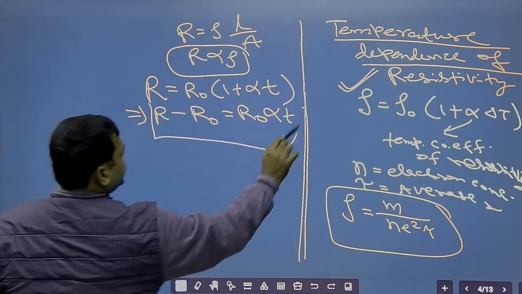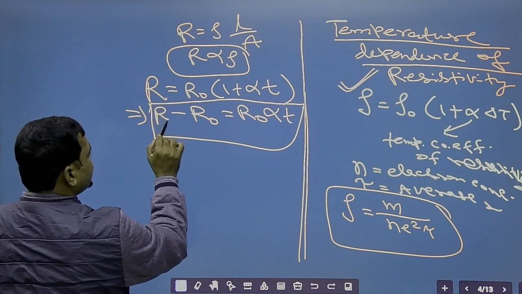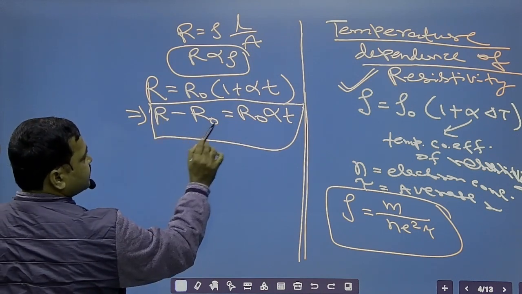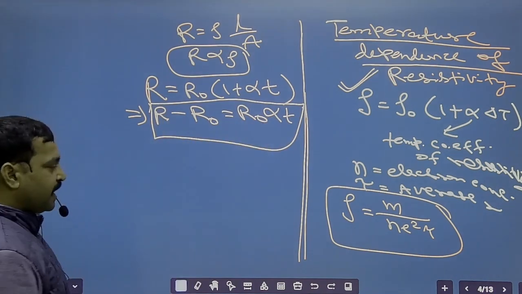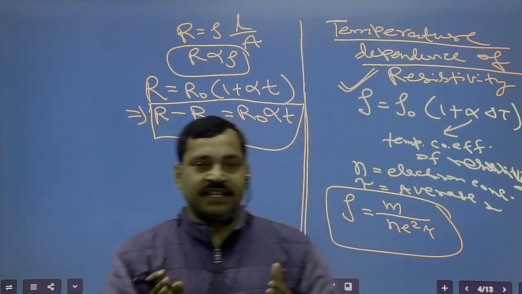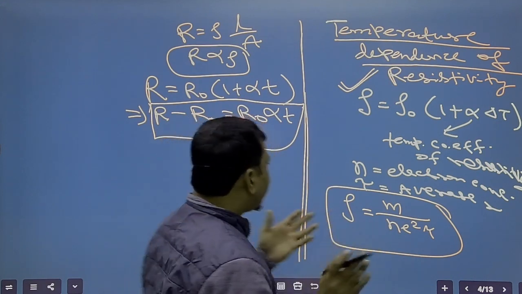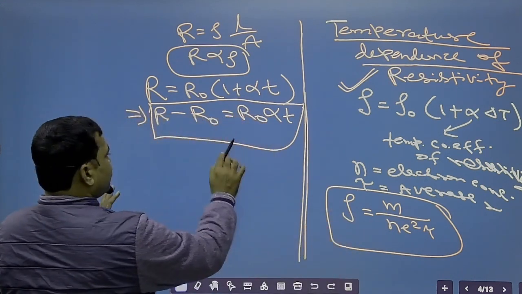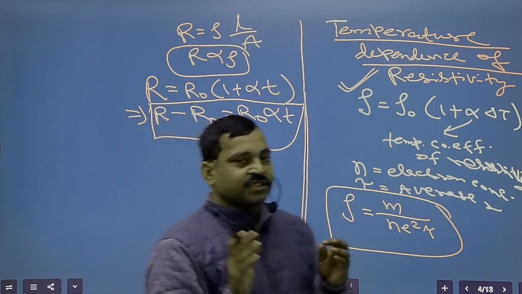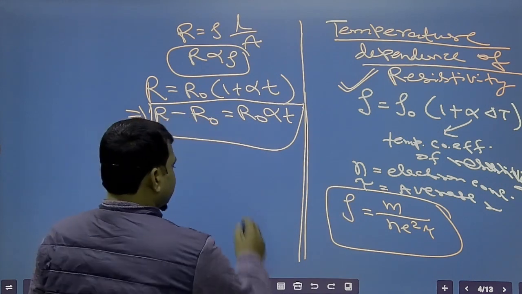So this way we can find out the resistance value at a particular temperature if at 0 degree Celsius its value is given, and the temperature coefficient of resistivity also will be given. So out of these parameters, whatever is given to you, you can solve this question easily. So we'll discuss a question.